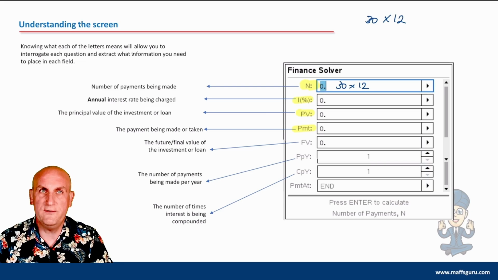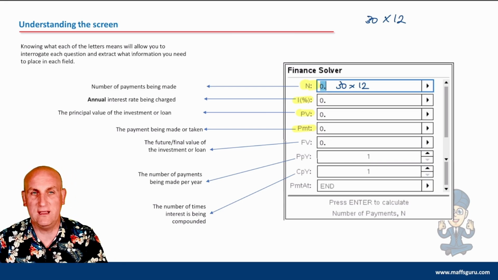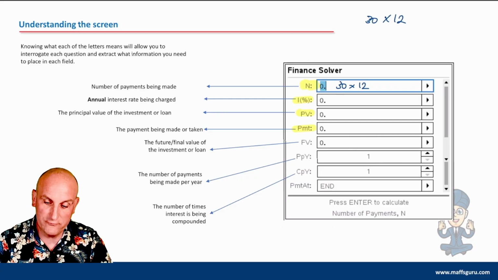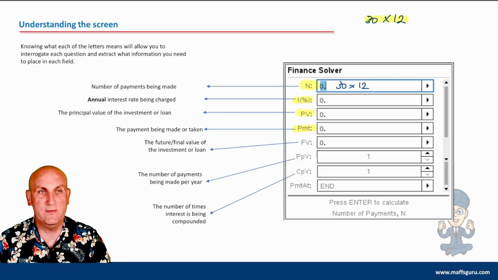PMT. Well, if I've got a loan, I'm going to have to pay it back. I'm going to have to make some sort of payment to the bank. All right, and I'm going to make those payments for, in this situation, 12, 24, 36, 360 months.